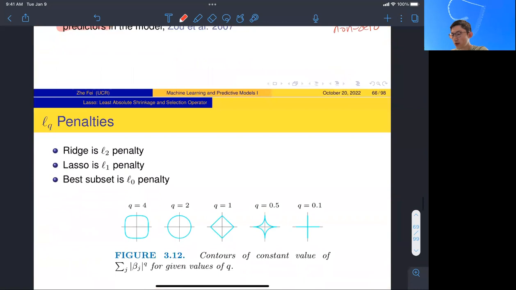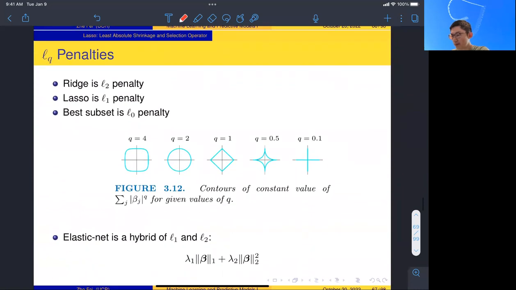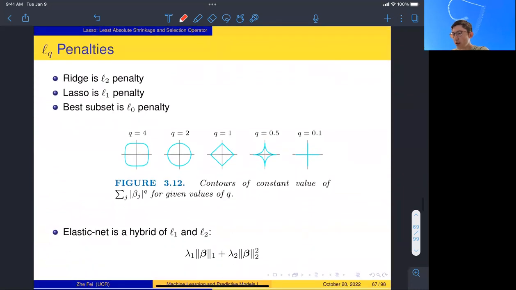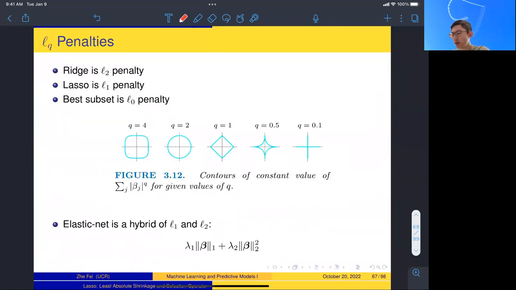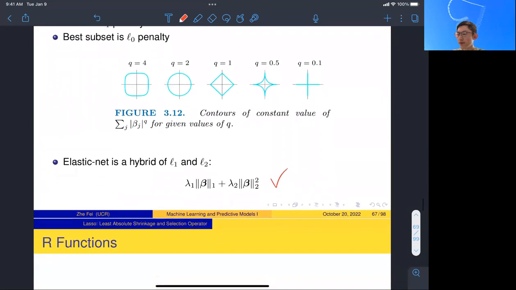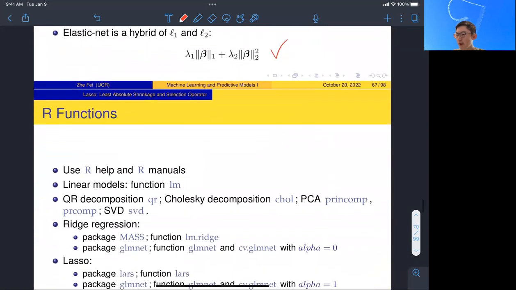Okay, so more generally, we can briefly go over this. We want to be aware there are other penalty terms with Lq norm, and we have seen this elastic net formula, which is a combination of L1 and L2.